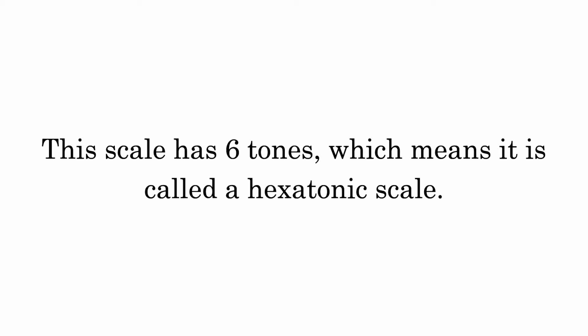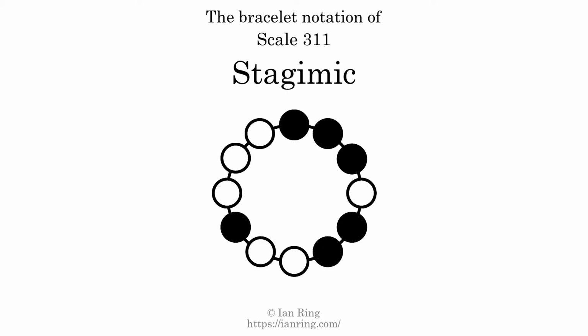This scale has 6 tones, which means it is called a hexatonic scale. This is a bracelet notation diagram of scale 311. The shaded circles represent tones that appear in the scale, and they are read clockwise, starting at the top.